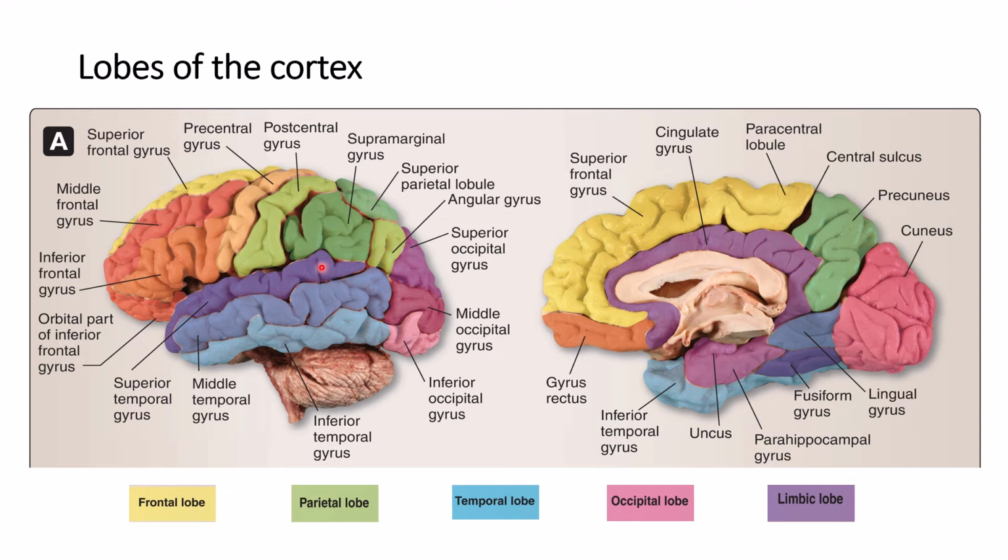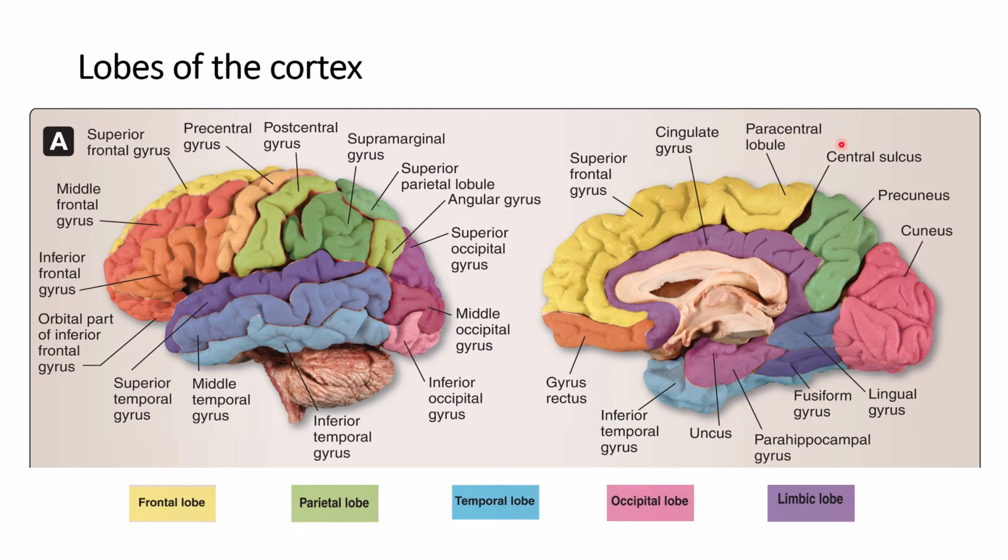The temporal lobe is separated from the parietal and frontal lobes by the lateral sulcus. This is the lateral sulcus. You can see there are other gyri here: superior temporal gyrus, middle temporal gyrus, and inferior temporal gyrus. And this area is the occipital lobe, and it has the superior occipital, middle occipital, and inferior occipital gyri.